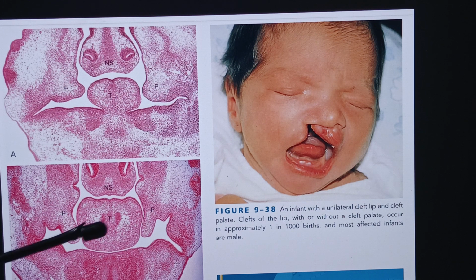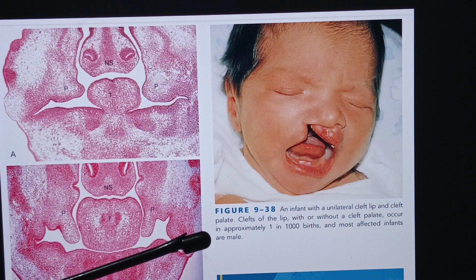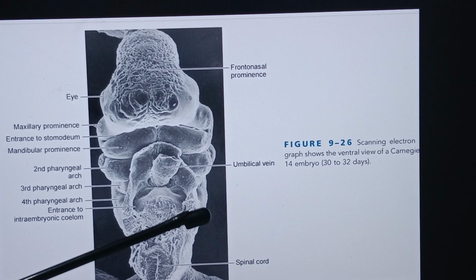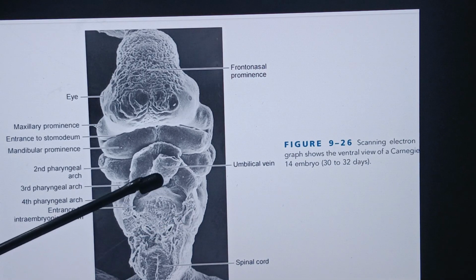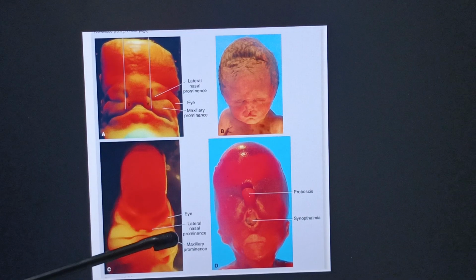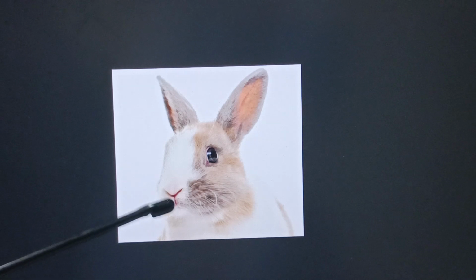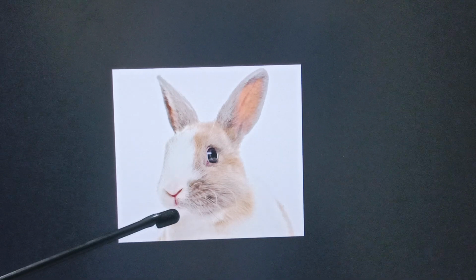This is a histological view, and this is the picture of a baby showing a unilateral cleft lip. This is the scanning electron micrograph to show the development of the face. Again, a picture showing the pathologies. This is a picture to make you clear that the cleft lip resembles the hare lip.